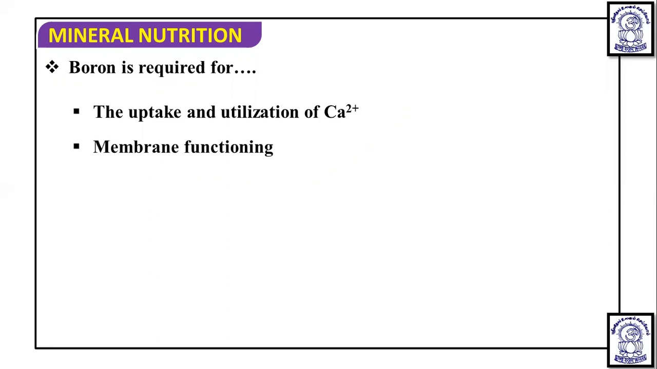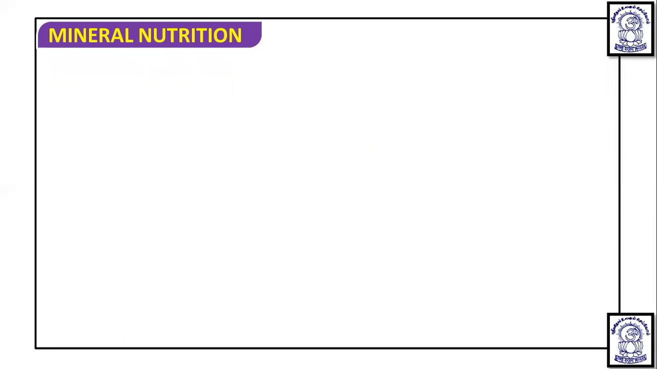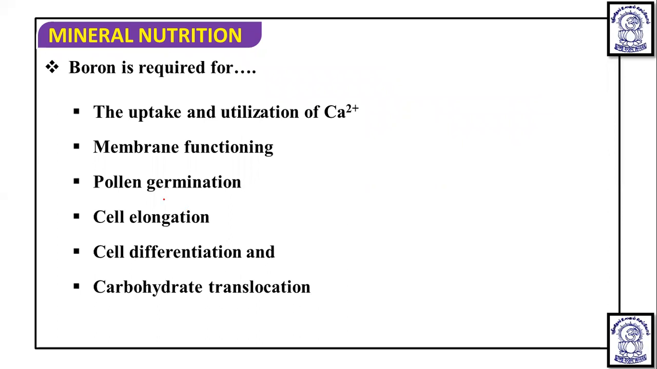Okay, membrane functioning. For the membrane functioning, it is also used. Then pollen germination, it is also used in the germination of pollen grain. Then cell elongation, cell differentiation, carbohydrate translocation. Now in this, remember these three are the important functions, especially sugar translocation. These three they usually ask. You should remember this particular thing. And this microelement is also associated with the activation of certain enzymes. So that is what particularly boron.